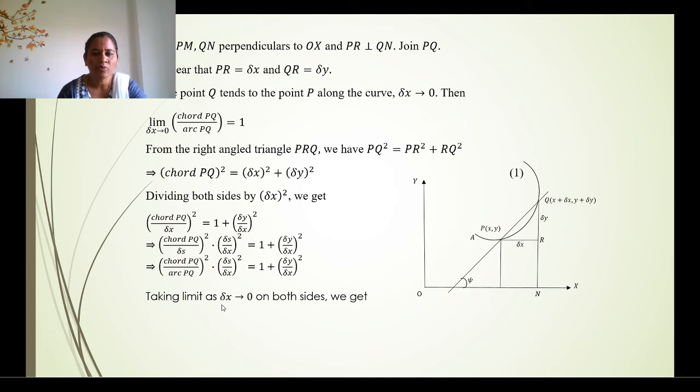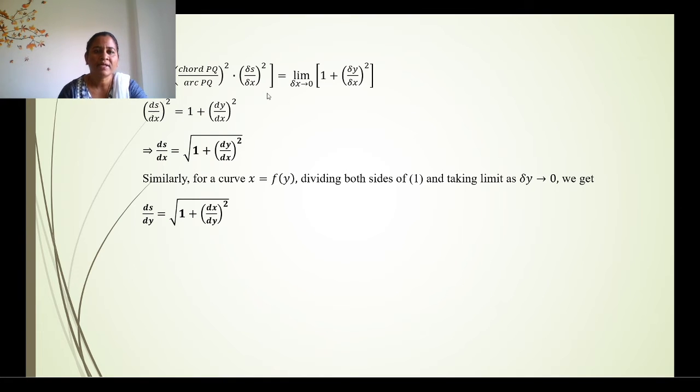Taking the limits on both sides, after applying the limit, chord PQ by arc PQ has value 1, then delta s by delta x becomes ds by dx whole square, which is equal to 1 plus dy by dx whole square. Then taking the square root on both sides, square and square root cancel, and ds by dx is equal to square root of 1 plus dy by dx whole square.